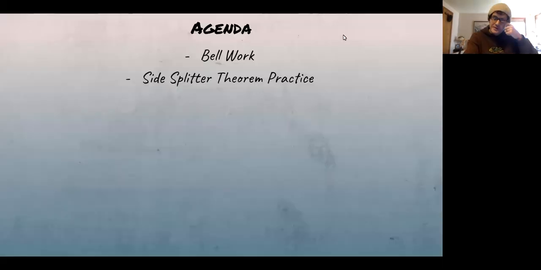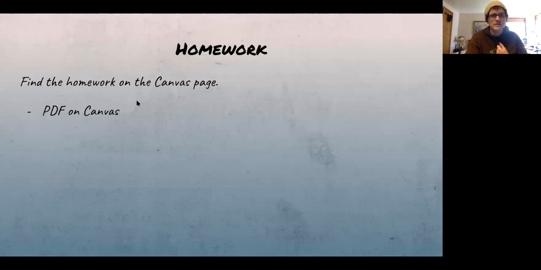So today we're going to be looking at more practice with the side splitter theorem. I'm just going to go through two problems, and that's about it as far as the lesson goes. Your homework is going to be a continuation of the PDF that we're going to be looking at, and that's on Canvas. You'll be able to find that under today's date.